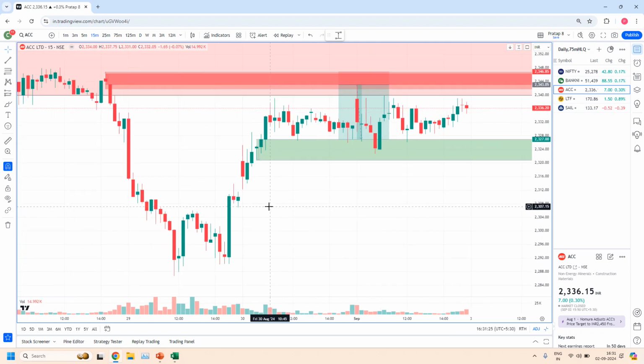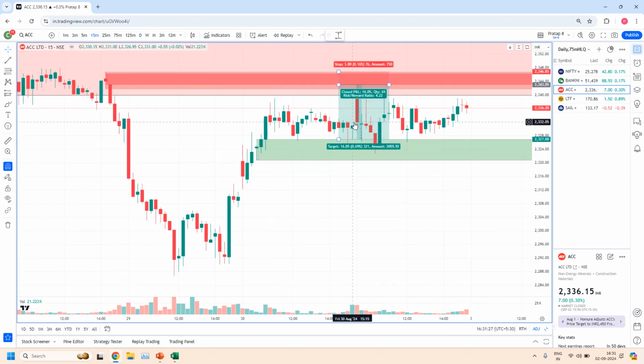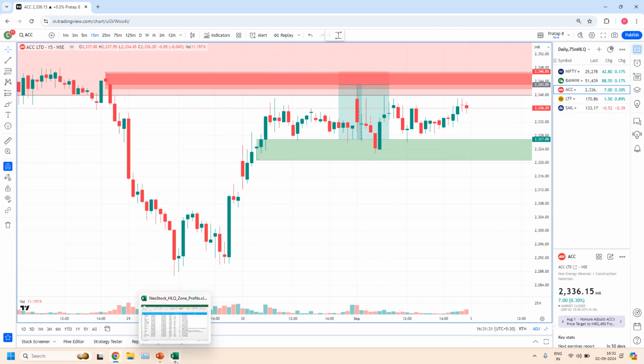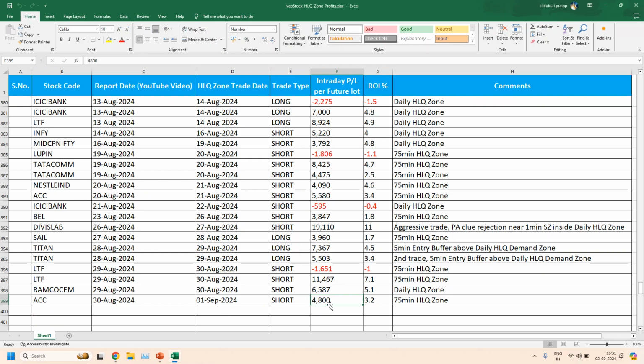Okay. So this is about one successful trade. And this is the way SAIL has given 4,800 rupees profit as per one future lot margin, and the ROI is 3.2% as per one future margin cost. The margin cost is around 1,51,000.